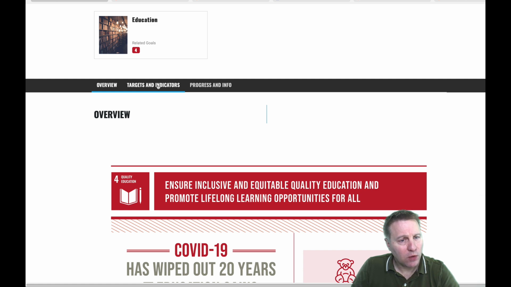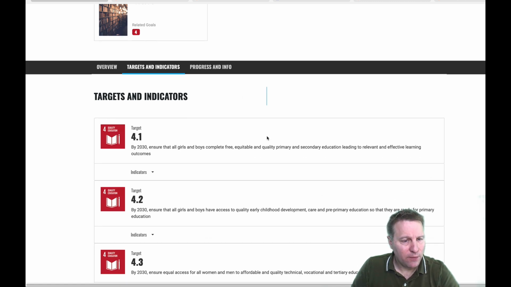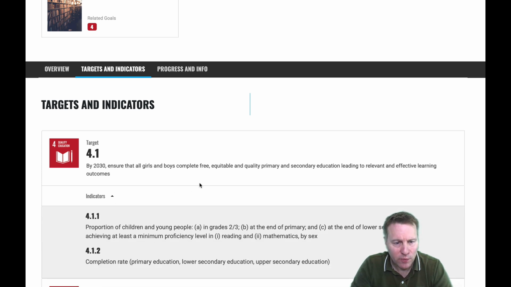And in fact, each goal comes with its targets. Here we have a lot of targets and indicators. The targets themselves are clearly described: what we would like to achieve within the next 10 years. So, for example, target 4.1. By 2030, ensure that all girls and boys complete free, equitable, and quality primary and secondary education, leading to relevant and effective learning outcomes. And each target comes with indicators, so that's measurable instruments in the background where we can place data sets against and see how good we are with our progress.